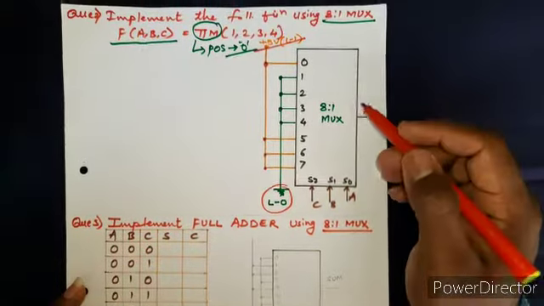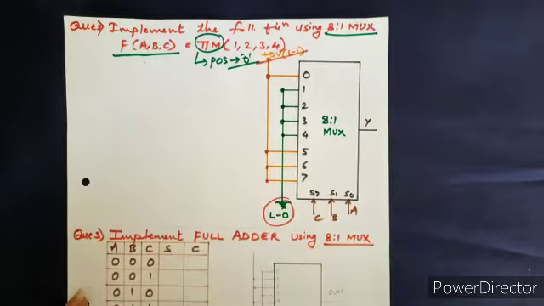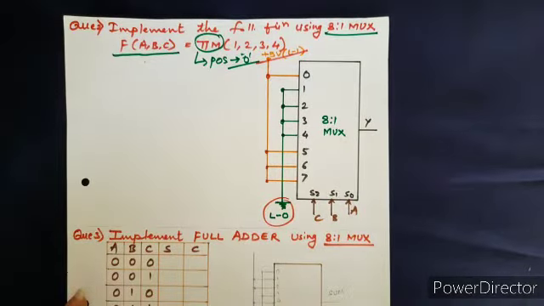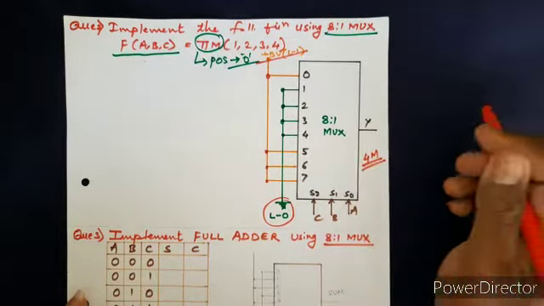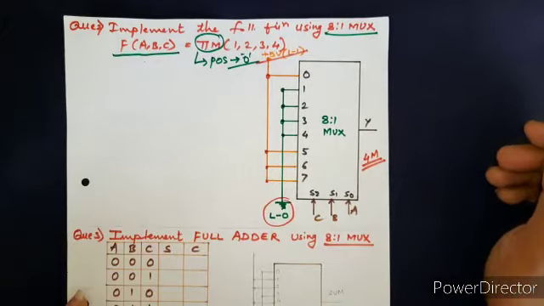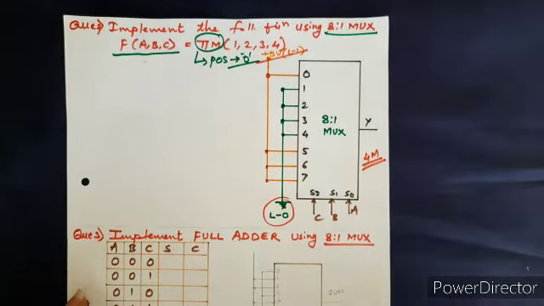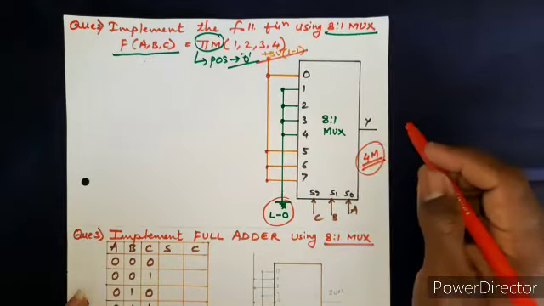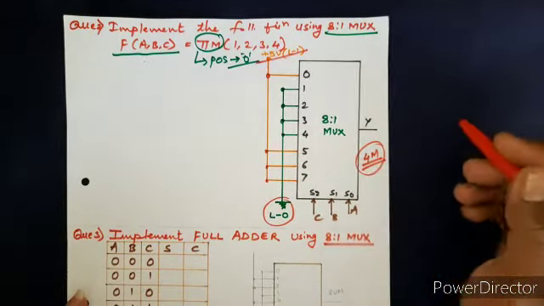So if a question is asked to implement using 8:1 mux, it is very easy. This diagram will give you full marks. If this question is for 4 marks, you will get that 4 marks. So this is from the exam point of view, but understanding from the logic point of view is, again, very easy.